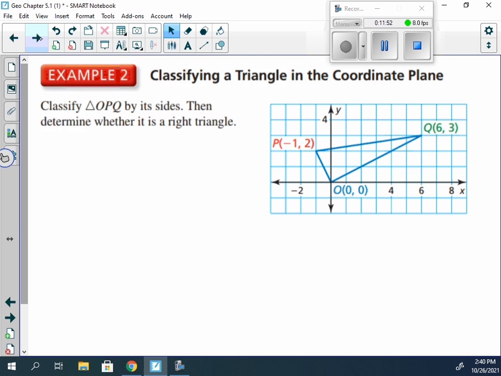So the next thing we want to do is classify triangle OPQ by its sides, then determine if it is a right triangle. Well, to be able to classify it by its sides as scalene, isosceles, or equilateral, we need to know the side lengths. Because if we know what the lengths are, then we can see if none, 2, or 3 are the same.